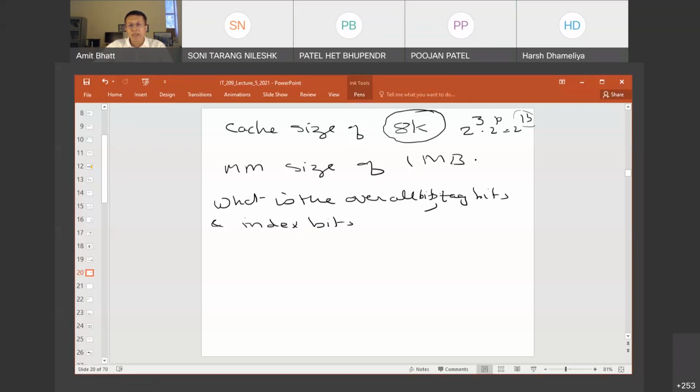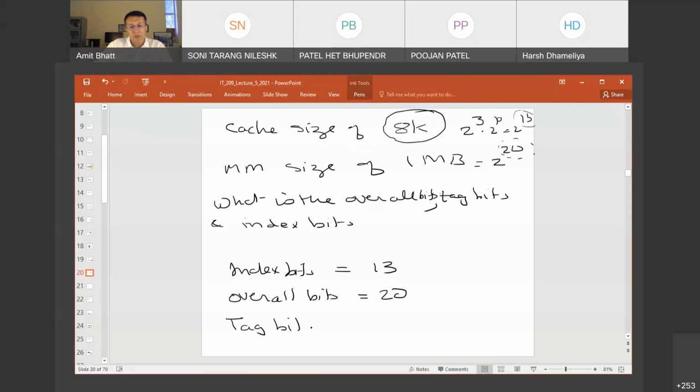Main memory size of 1 MB is equal to 2 raised to 20, so I would require 20 bits. Now I got the answer for index bits: my index bits are equal to 13, which I found from here. Overall bits, that means the total address size, is 20 bits, and tag bits is equal to 20 minus 13, that is equal to 7.